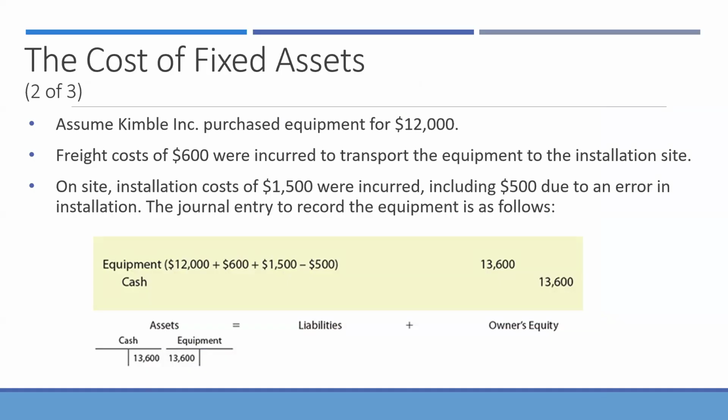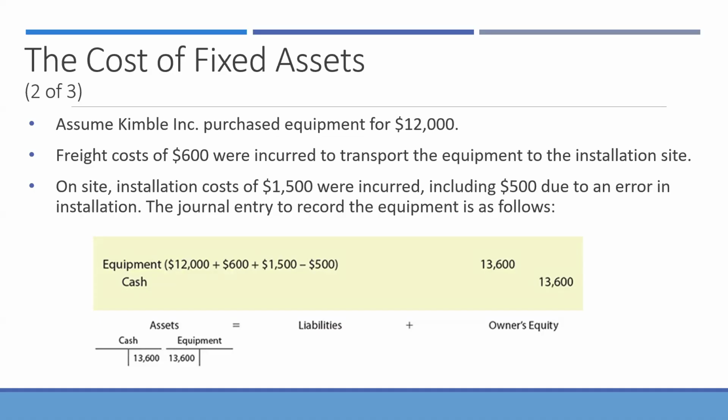And then something like this in the problem here, $500 was due to an error in installation. So we would have to know that we don't include that $500 in the equipment capitalization because that was just a mistake that happened. And so we could consider that a repair. A repair is an expense in the current period, so that's how this would be applied in the homework, I guess. Does that answer? Okay, cool.